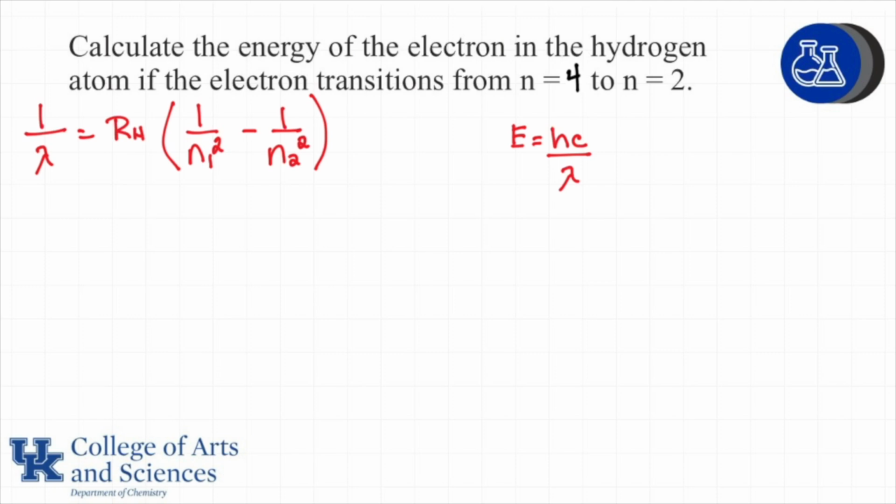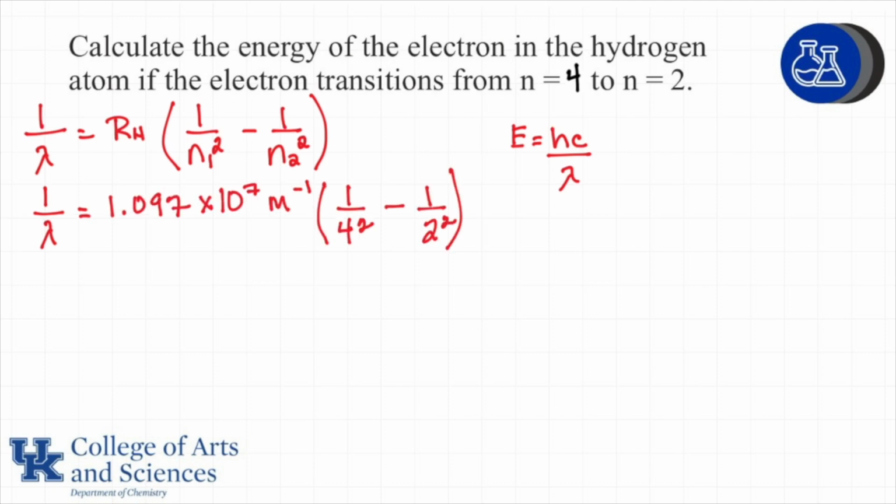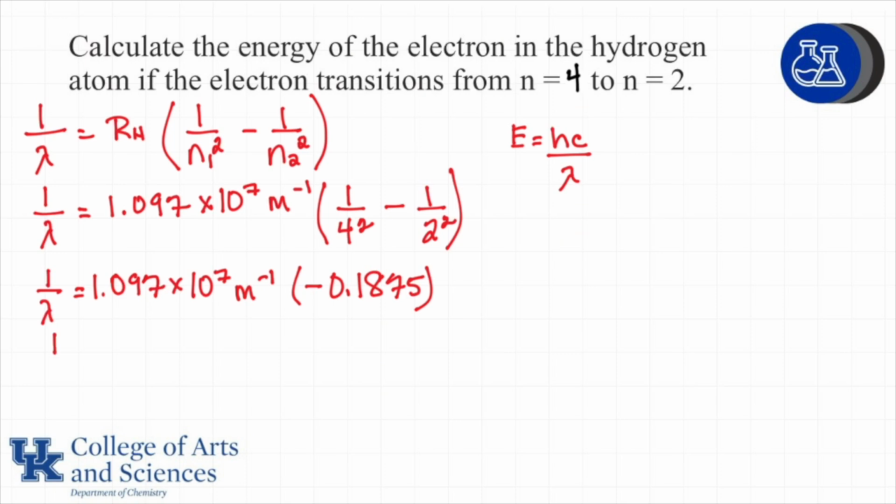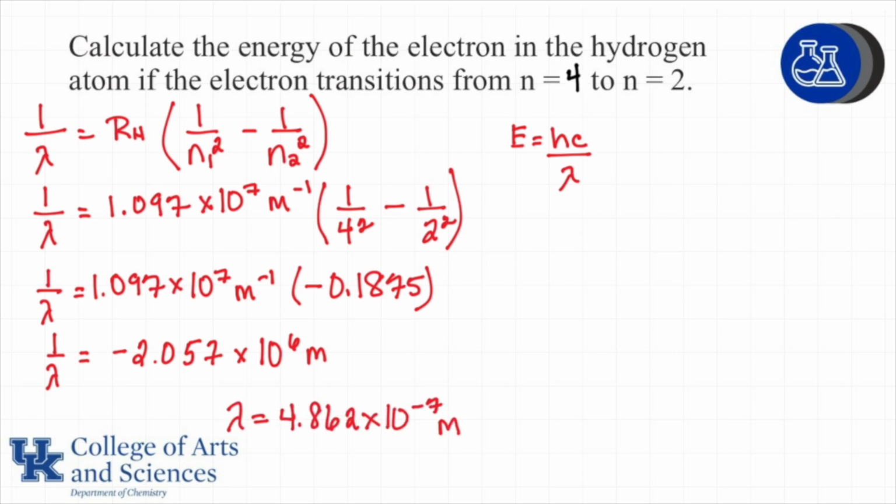Now we're going to plug in the values into our equation. We don't know lambda, we do know Rydberg's constant. We know we have 1 over 4 squared minus 1 over 2 squared, because we're starting at the 4 level and going to n equals 2. We then get Rydberg's constant times minus 0.1875. We multiply those and get minus 2.057 times 10 to the 6 inverse meters. We need to take the inverse of both sides, and we get lambda equals 4.86 times 10 to the minus 7 meters. But we're trying to find energy, so we need to take lambda and plug that into the other equation.